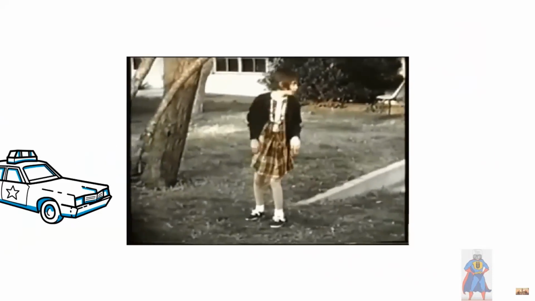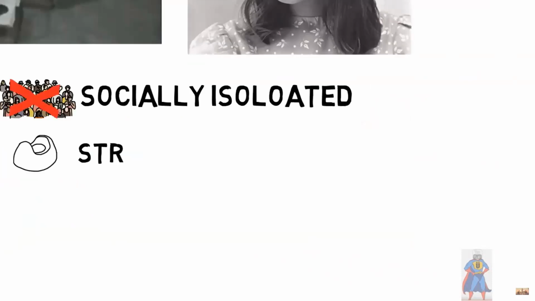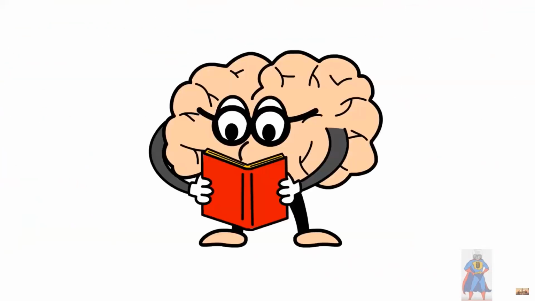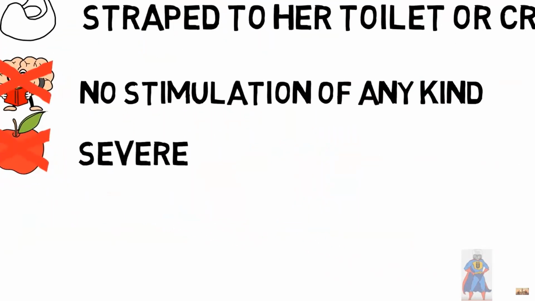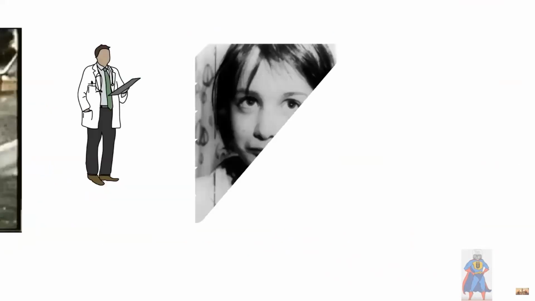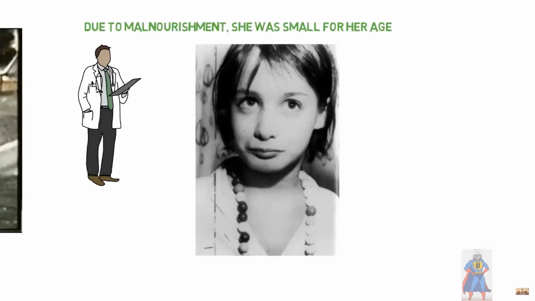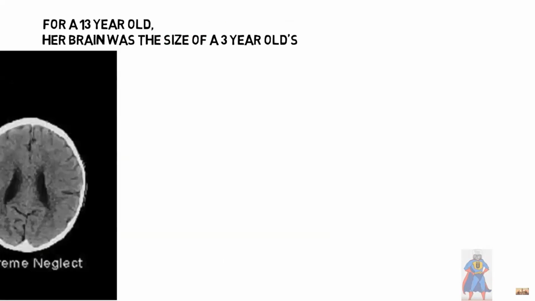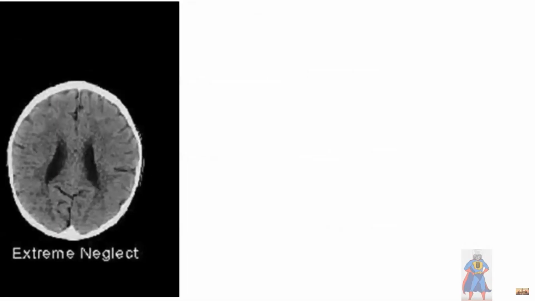It was evident and disclosed to the public that Jeannie was socially isolated, strapped to her toilet or crib, without stimulation of any kind, and severely malnourished, preventing key brain regions from developing. It was then discovered by these researchers that although Jeannie was 13 years of age, physically she was the size of a 6-year-old, and her brain was the size of a 3-year-old.